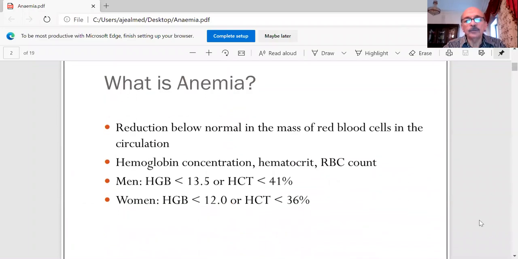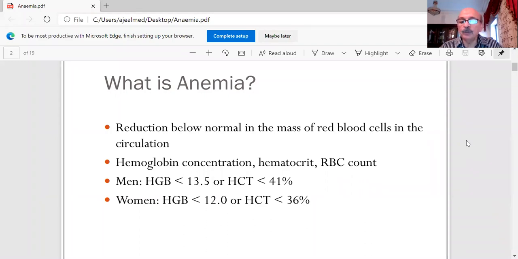The second lecture is anemia. And by definition, anemia is a reduction below normal of the hemoglobin concentration. The hemoglobin normally in a male is 13.5 to 15.5 gram. So if it is reduced below 13.5, this may indicate anemia.